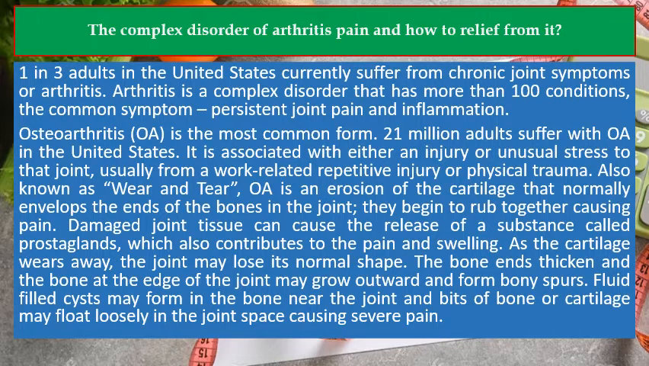Damaged joint tissue can cause the release of a substance called prostaglandins, which also contributes to the pain and swelling. As the cartilage wears away, the joint may lose its normal shape. The bone ends thicken and the bone at the edge of the joint may grow outward and form bony spurs. Fluid-filled cysts may form in the bone near the joint, and bits of bone or cartilage may float loosely in the joint space, causing severe pain.